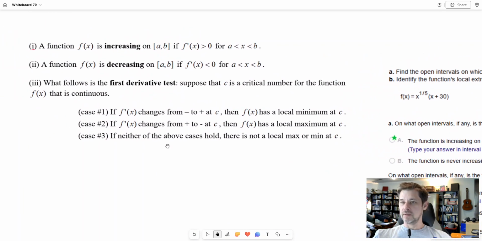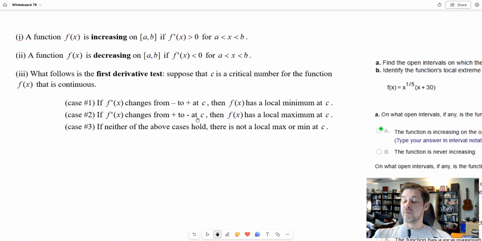Okay, so we can tell if a function or a curve is increasing or decreasing based on whether the derivative is positive or negative. The derivative is the slope of the curve, so if the slope was positive, it would be going up from left to right, and if the slope was negative, it would be going down from left to right. So that's where that comes from. As far as figuring out if there are any points that are local maximums or minimums, it all depends on how the derivative changes signs at critical points.